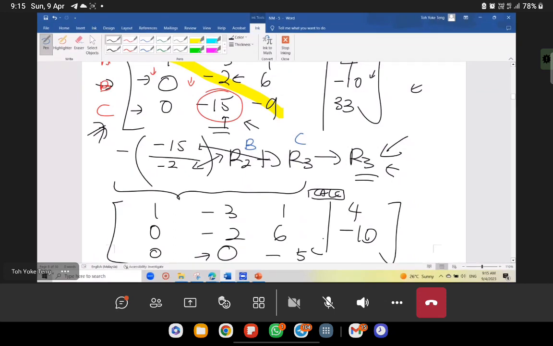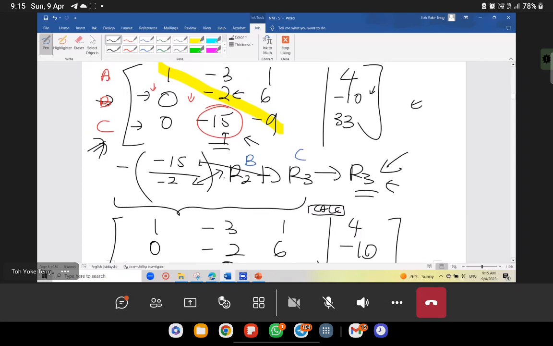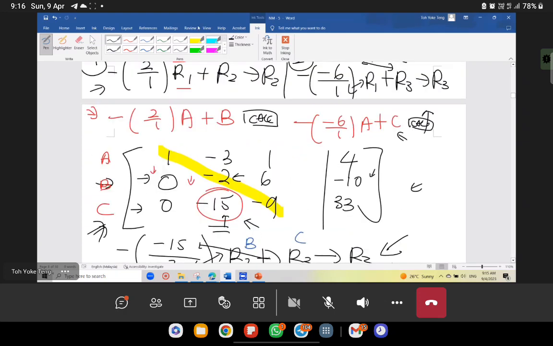-54. See, I made a mistake here. Seems like I made a mistake here. Is it this one should be 3?